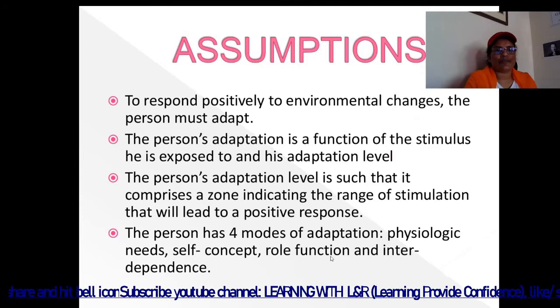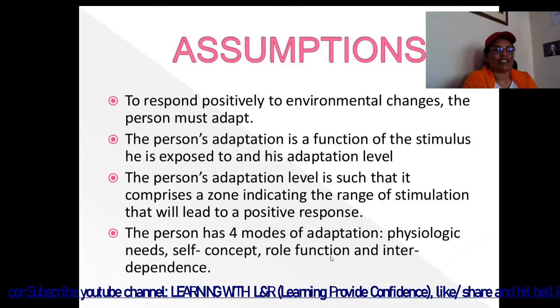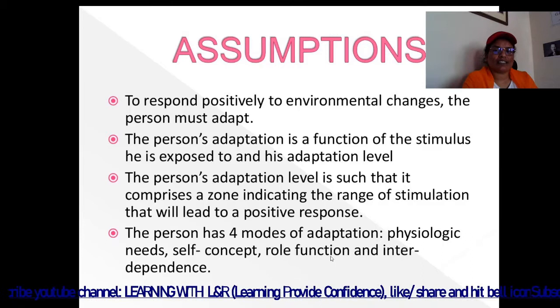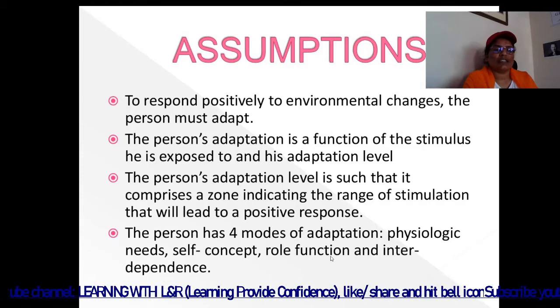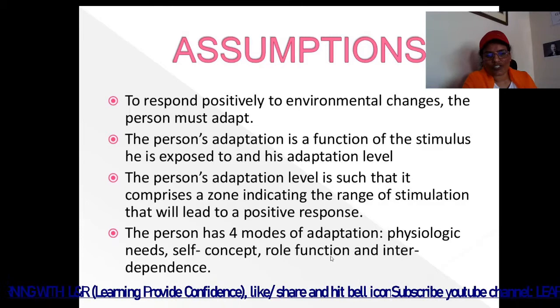To respond positively to environmental changes, the person must adapt. The person's adaptation is a function of the stimulus he is exposed to and his adaptation level. The person's adaptation level is such that it comprises a zone indicating the range of stimulation that will lead to a positive response. The person has four modes of adaptation, which are physiological needs, self-concept, role function, and interdependence.